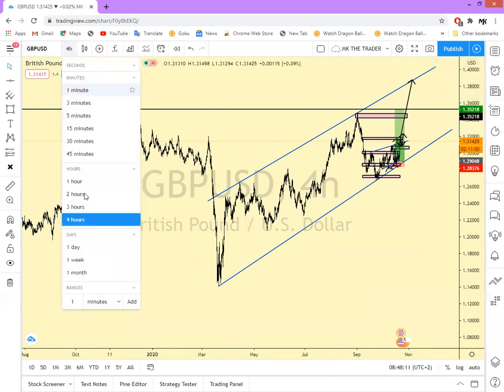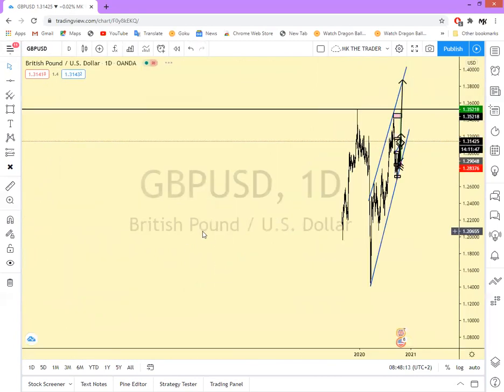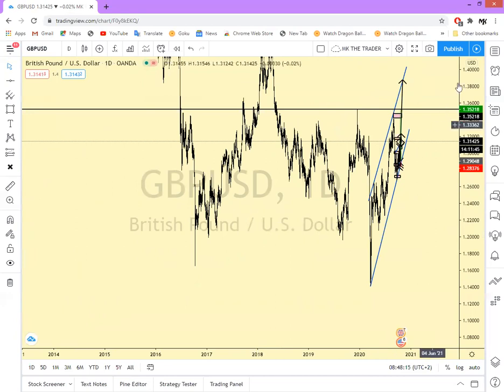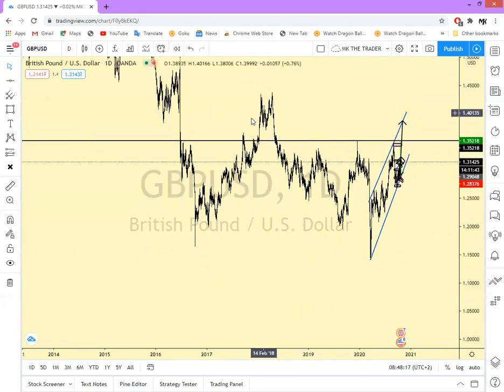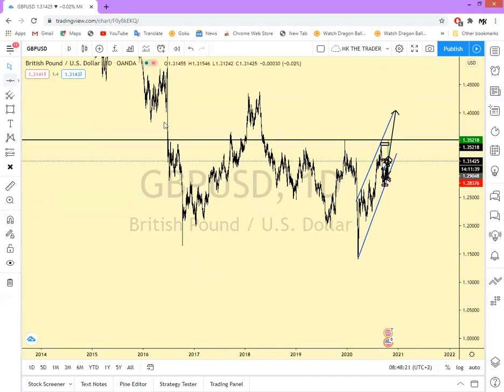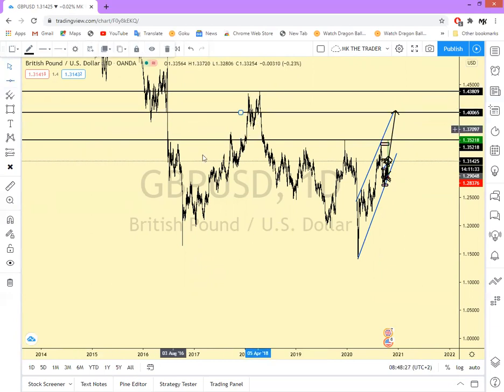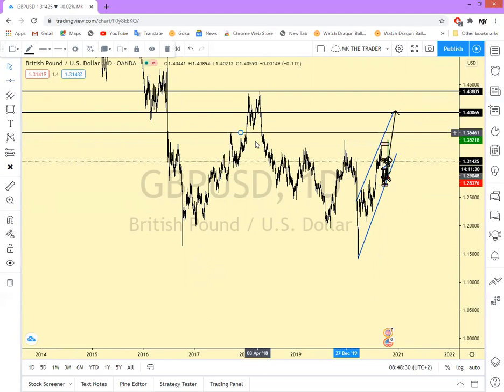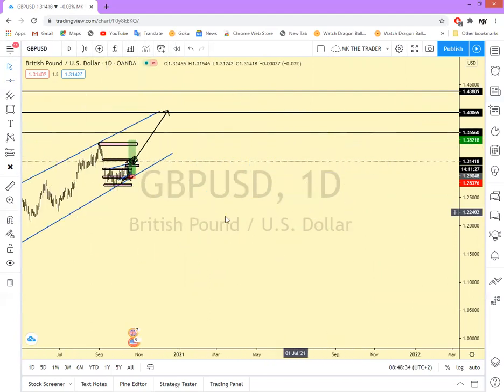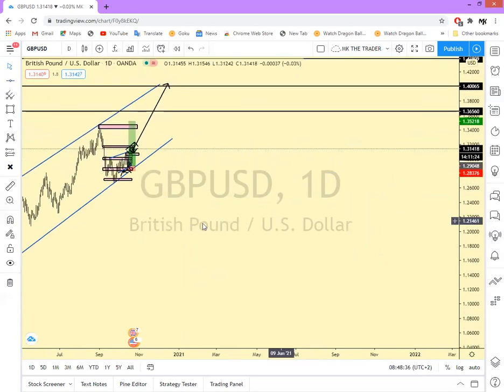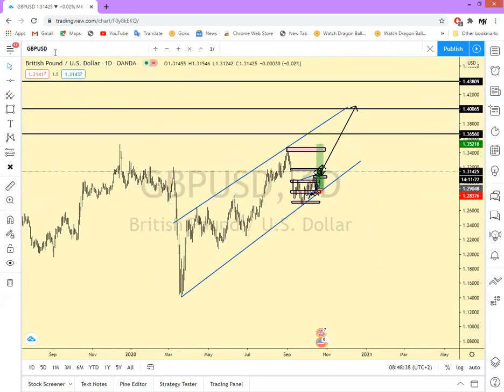Let me check if there are any references from this side. Yes, there is. You see, we want to see GbpUsd come somewhere around this level. This is simple.